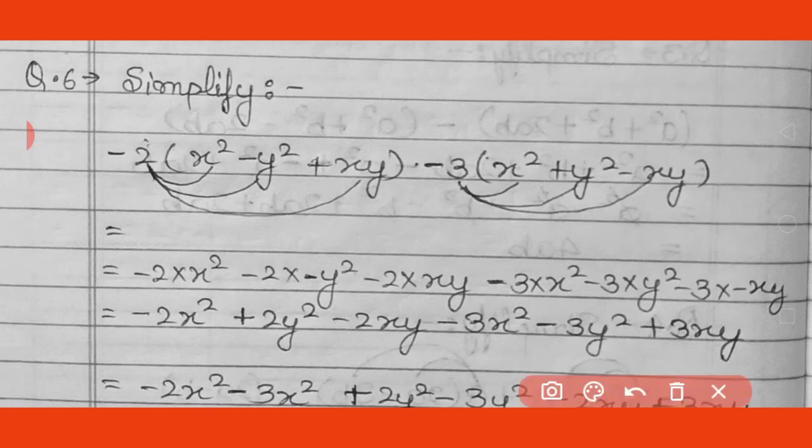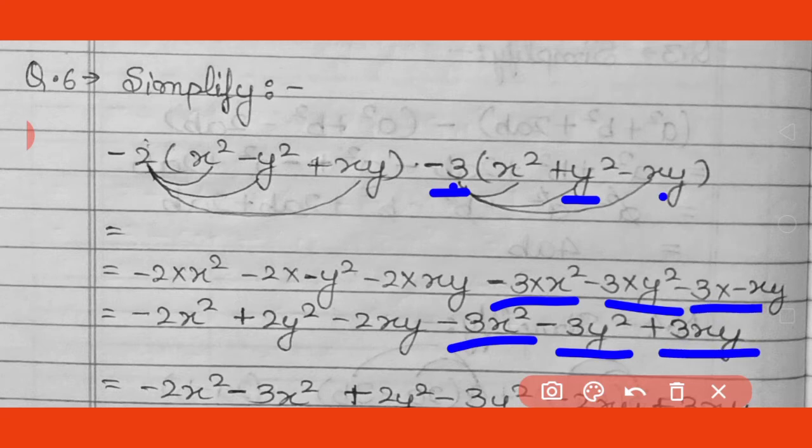So minus 2 is multiplying with x square, it became minus 2x square. Minus 2 is multiplying with minus y square, so it is getting plus 2y square, and minus 2 is multiplying with xy, so it is getting minus 2xy. Now in the second bracket, minus 3 is multiplying with x square, so it is getting minus 3x square. Minus 3 is multiplying with y square, so it is getting minus 3y square, and minus 3 is multiplying with minus xy, so it is getting plus 3xy.